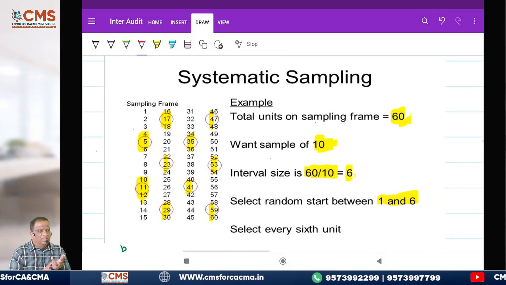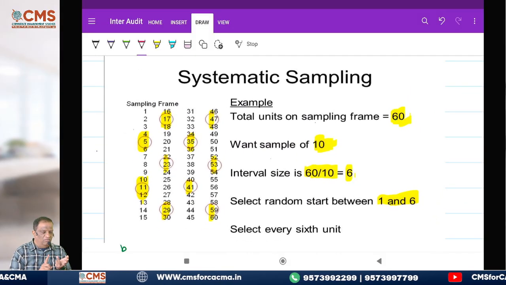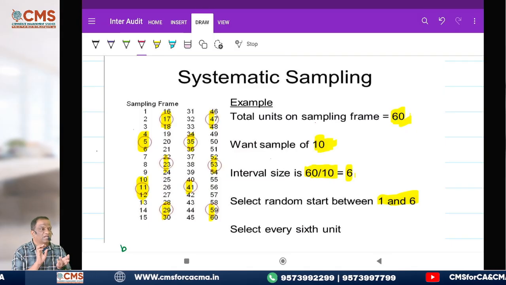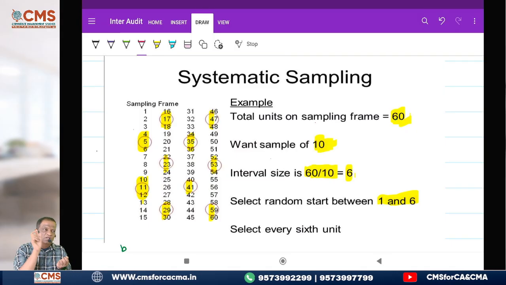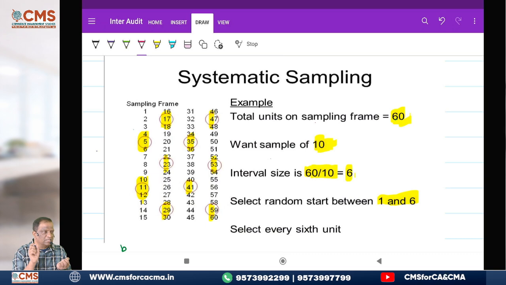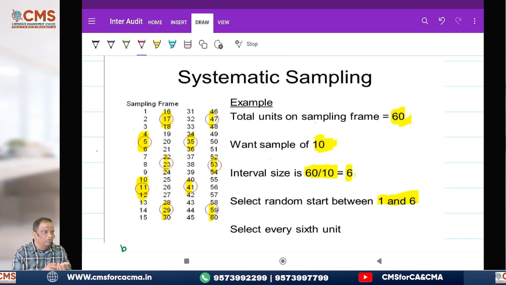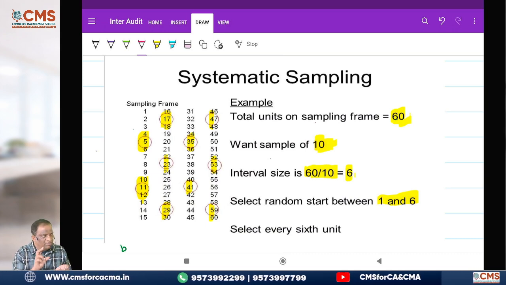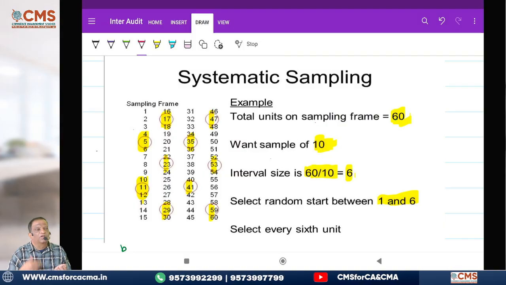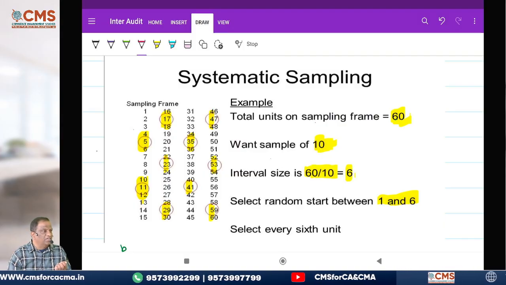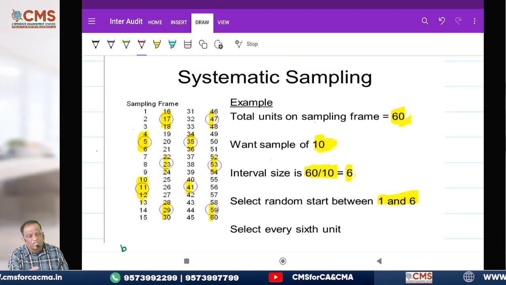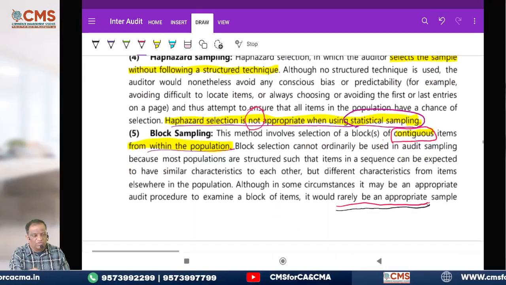I repeat, under systematic sampling, what do we do? First we find the interval. How do I find my interval? Total population divided by total sample size. I get the interval. Then I select the first item at random and keep on adding the interval to get my subsequent items. That is systematic sampling, which we discussed.